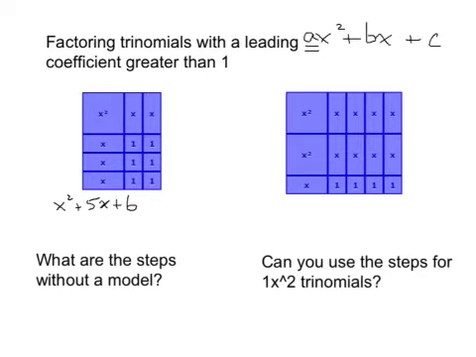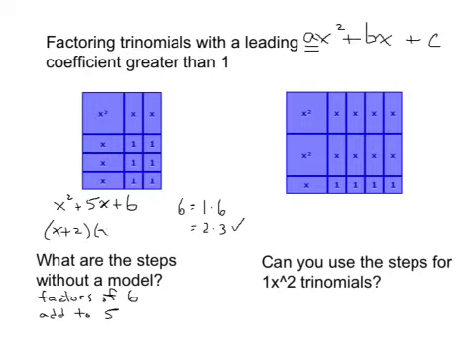And the steps involve a pattern where we notice that the factors of the last term also have to have a sum, or add up, to the middle term. So you could just, using the steps, look for the factors of 6. The factors of 6 are 1 and 6, or 2 and 3, and then find the pair that have a sum of 5. So our factors will be x plus 2 and x plus 3.